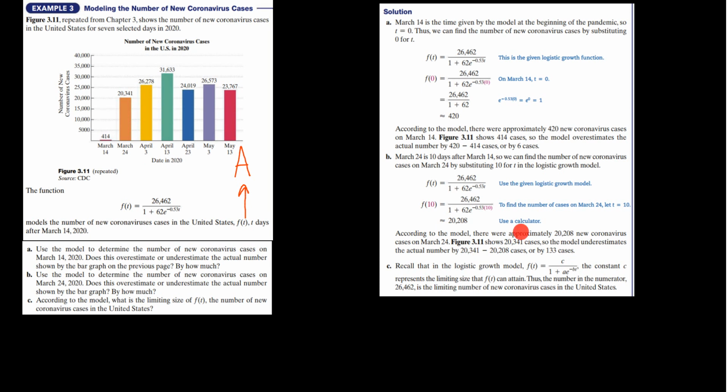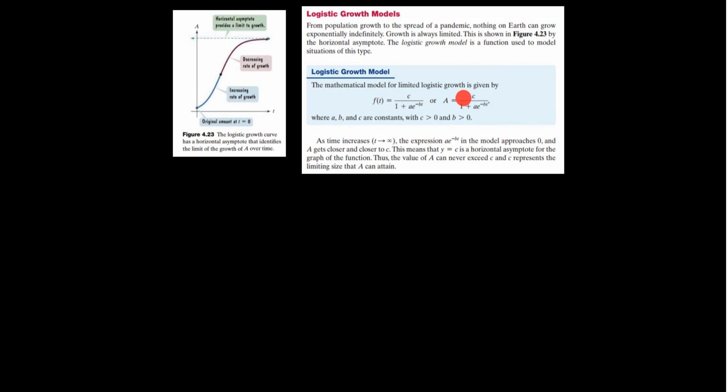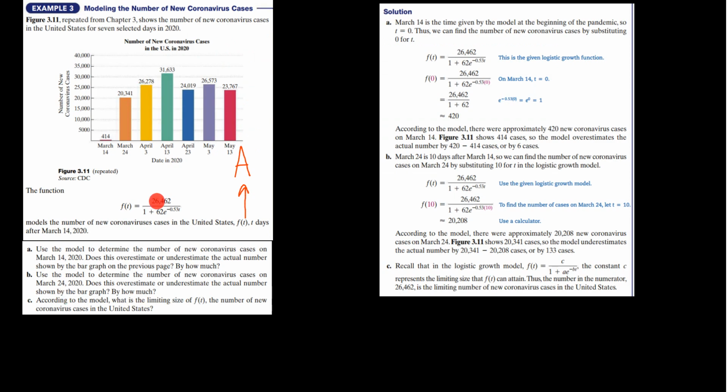We're trying to model the future here, and that's essentially how the whole flatten the curve idea came about. It doesn't really matter what your political opinion is. Data like this was modeled to determine what we should do as a country and as a world. So anyways, C reads, according to the model, what is the limiting size? Here's the cool thing about C. I said before that in this equation, the top number is what's called the carrying capacity. That's just the maximum number you can have. So according to the model, the limiting size is just 26,462, and that's it. That was pretty easy.